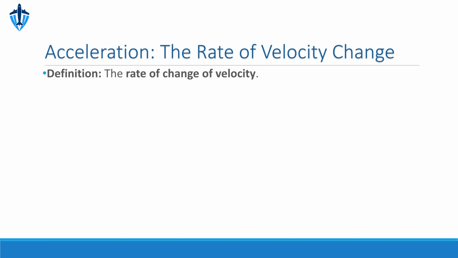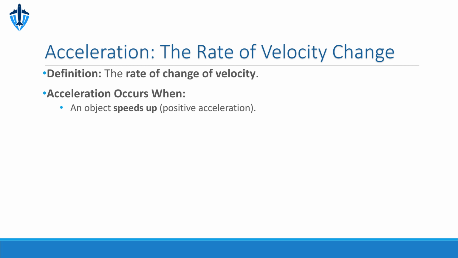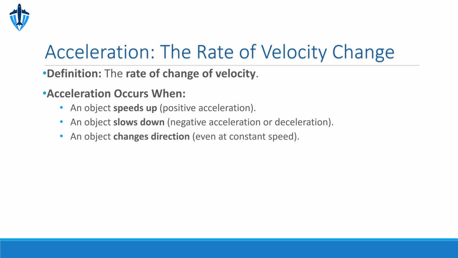Acceleration is fundamentally defined as the rate of change of velocity. This means an object can accelerate in three ways: speeding up, if its velocity increases, like a car merging onto a highway; slowing down, if its velocity decreases, which we often call deceleration; changing direction. Even if an object maintains a constant speed, if its direction of travel changes, it is accelerating. Think of a car going around a bend. Its velocity vector is changing direction.